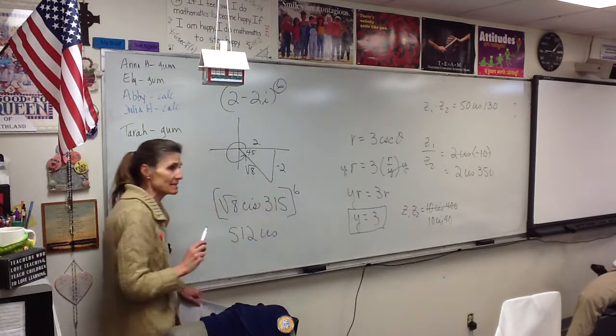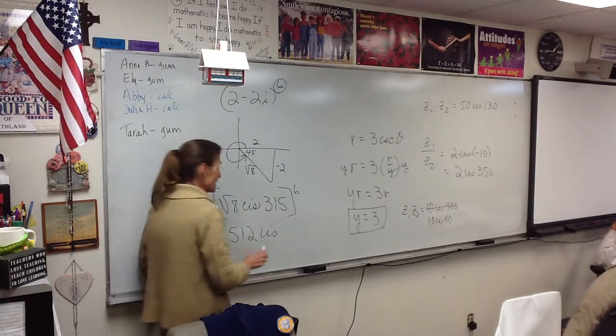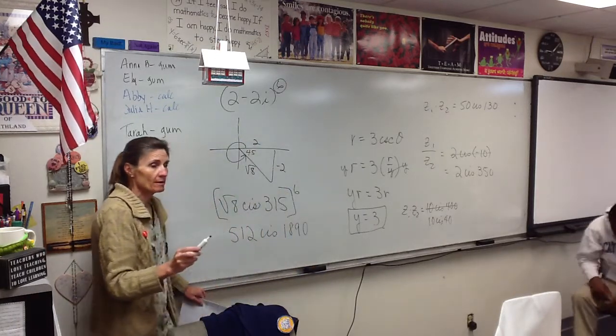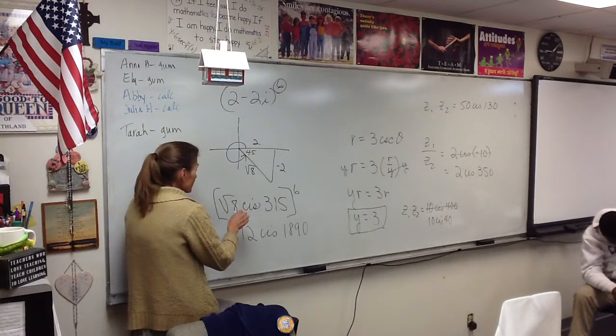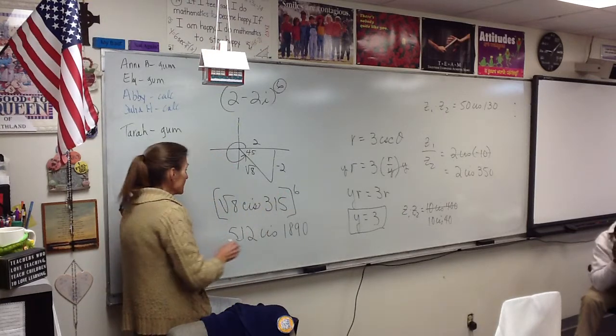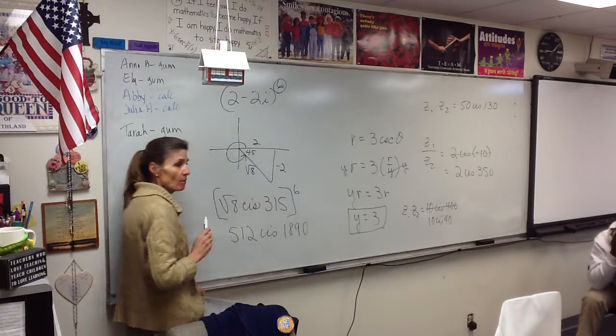What's 315 times 6? 1890. Okay, so what's the rule again? The rule is take the radius to the power, take the angle times the power.